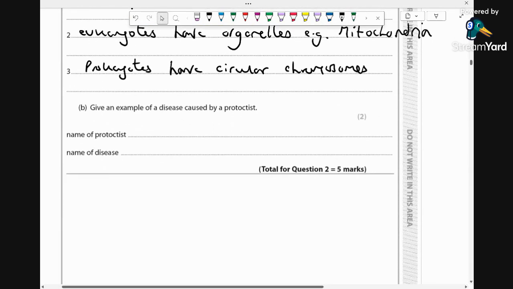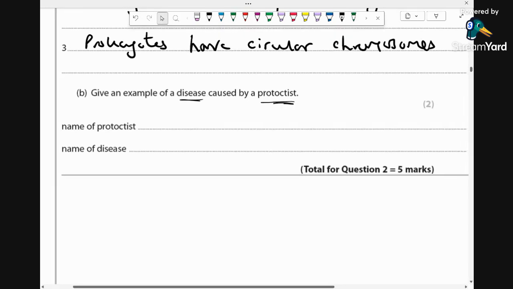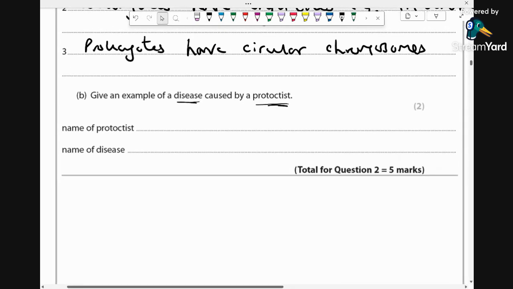Give an example of a disease caused by a protoctist. So these are the protists. They are eukaryotes, but they don't form within the kingdom of either animals, plants, or fungi. So they're kind of defined by exclusion, if you remember. And the key one that you need to know is called Plasmodium.